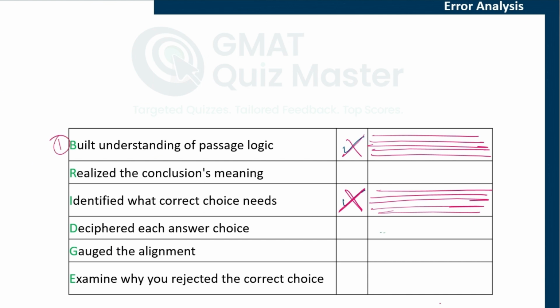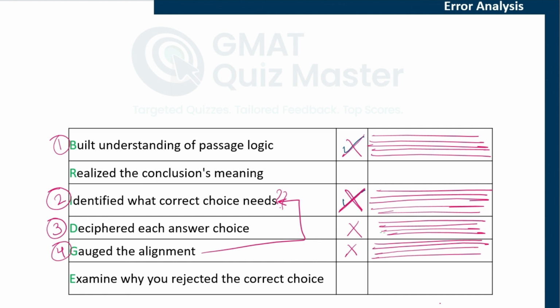You did not understand the passage logic correctly, that is why you selected choice A, or you were not sure about what the correct answer choice needs to convey, or you did not understand what choice A is saying. If that was the case, mark a cross here and write down the reason here. If instead you understood choice A's meaning, but you did not gauge this alignment, does choice A convey what the correct answer choice needs to convey? If you did not do that, then mark a cross here and again write down the reason here. This is your root cause analysis for selecting choice A.